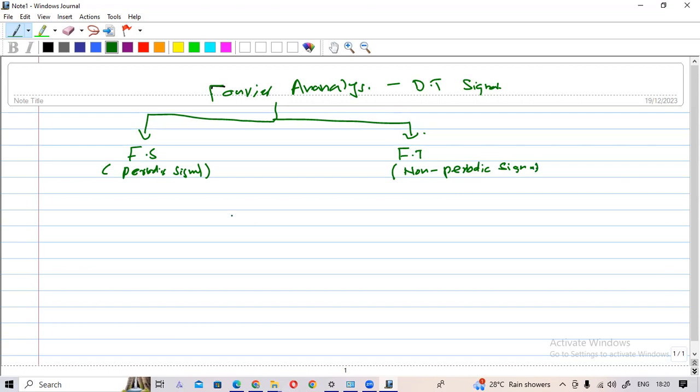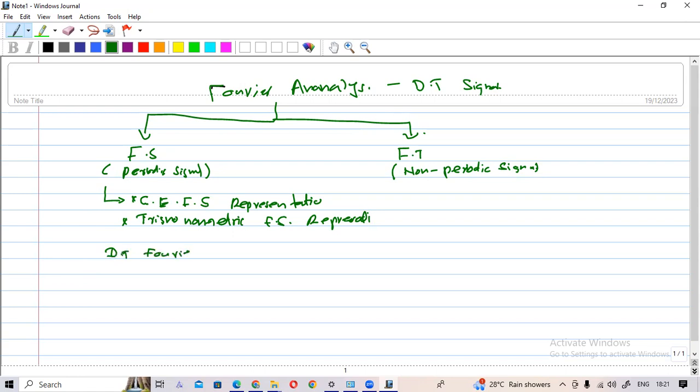And in Signals and Systems under Fourier series, you have learned the complex exponential Fourier series representation and the trigonometric Fourier series representation. These two types of Fourier series representation we have learned. Here also we are going to learn these two, for discrete time.